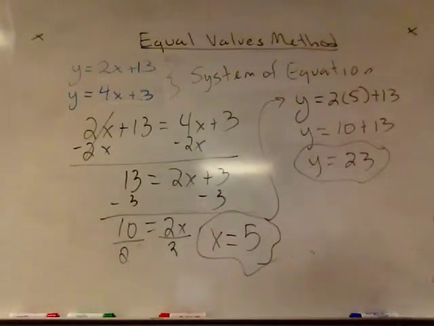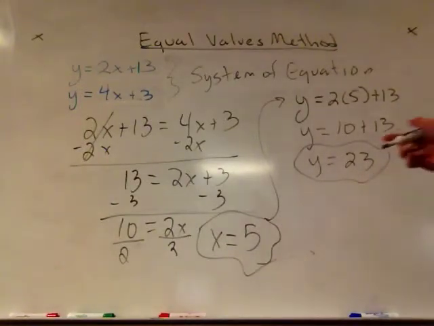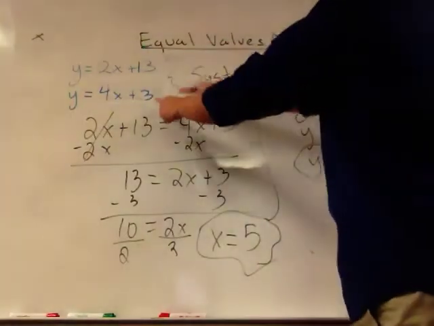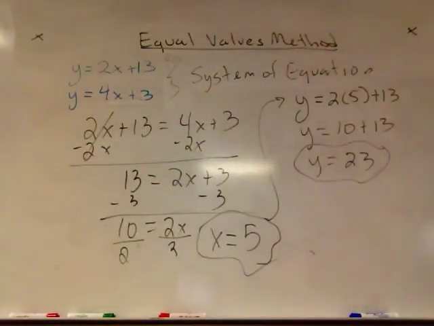And again, if this were a situation and 23 represented the height of something, then I would say 23 feet or 23 inches or whatever that unit of measurement is. So that's how we solve it. And you could always double check. If you plug these into both of them, they'll come out. And we kind of did that. All right.